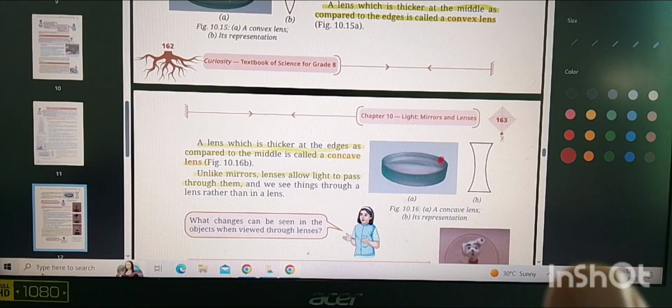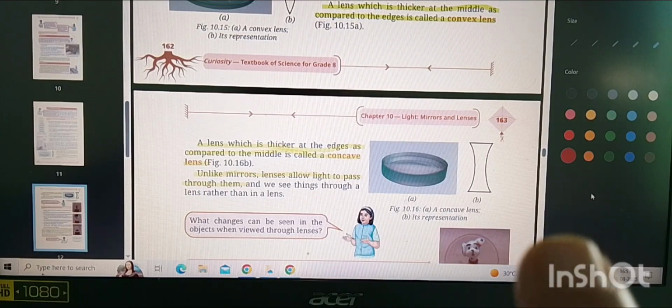And the second one is the lens which is thicker at the edges. Here you can see the middle portion is thinner. This one is the image of a concave lens. Unlike mirrors, lenses allow light to pass through them.